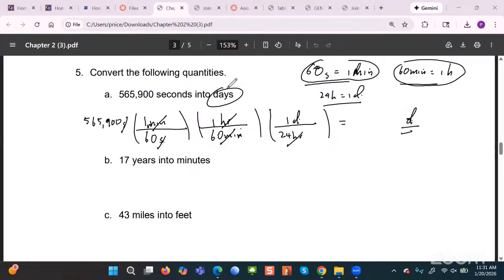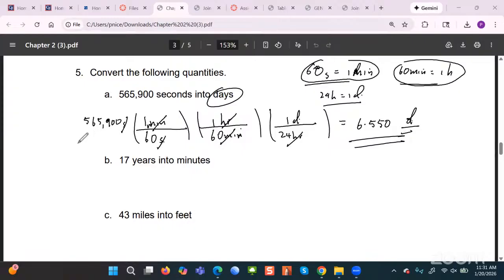All right. And then what we have to do now is do the number crunching. So 565,900 divided by 60, divided by 60, divided by 24. And according to my calculation, now in this case, I'd have to round to 4 sig figs, and I'm going to explain why shortly. So when I round off to 4 sig figs, I'm going to end up with 6.550 days. All right.